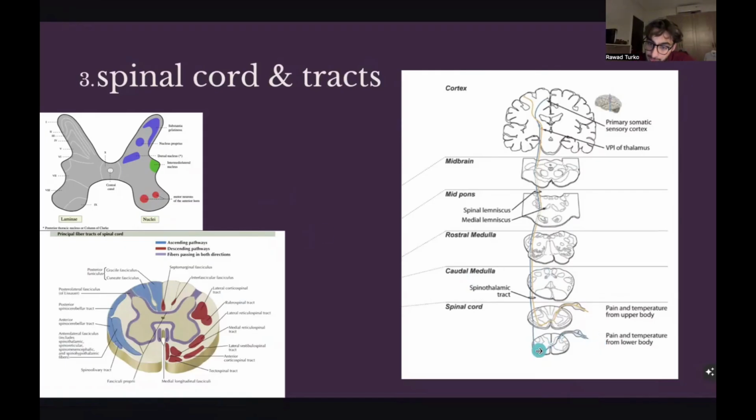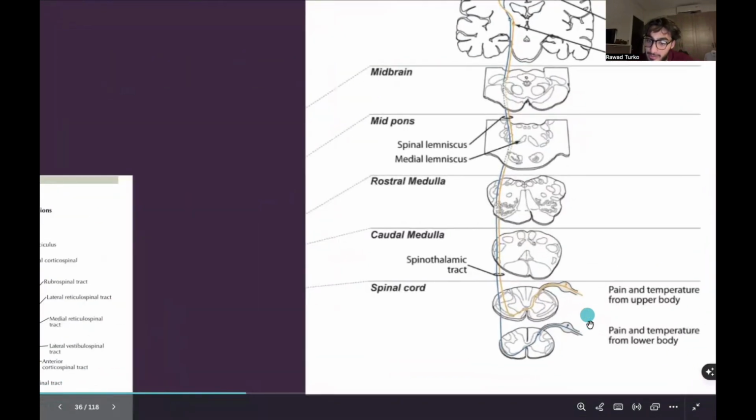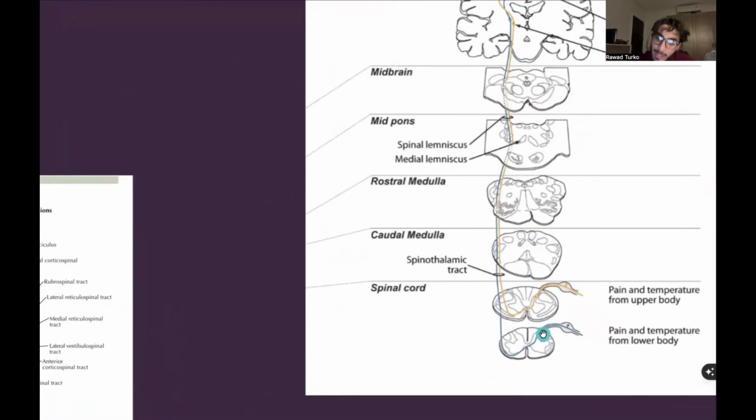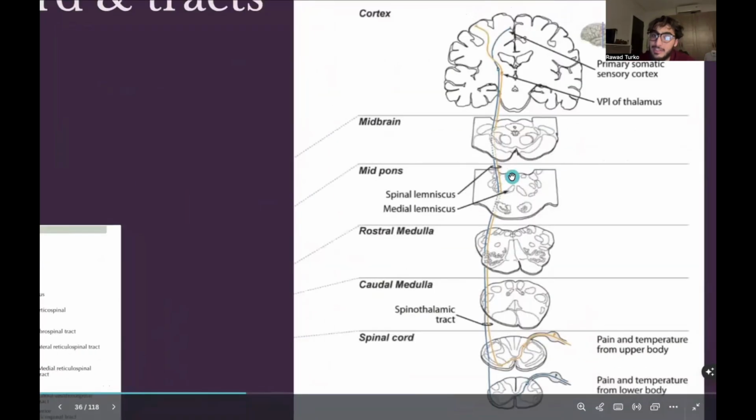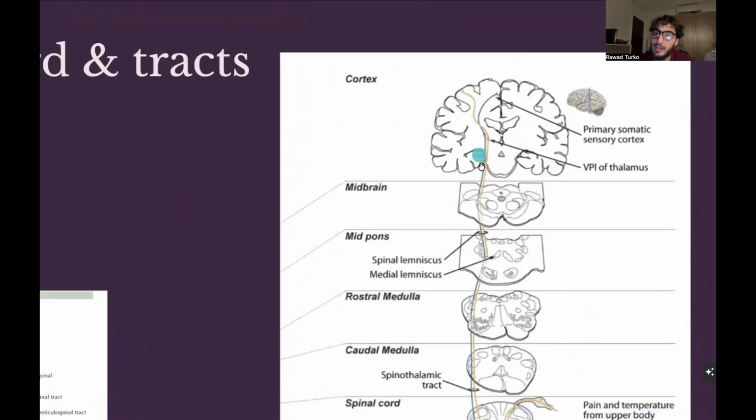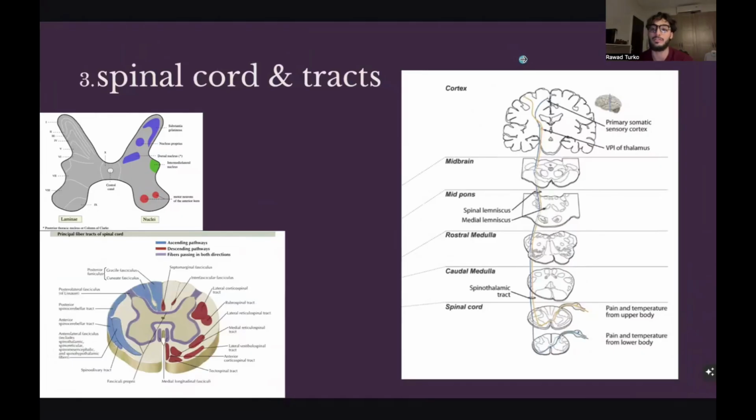And again, this is what it looks like. So dorsal root ganglion, dorsal horn, synapse, crossover, ascend contralaterally until it reaches the ventral posterior lateral nucleus of the thalamus, and then it's going to go to the primary somatosensory cortex.